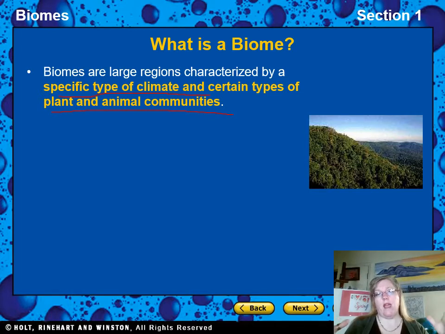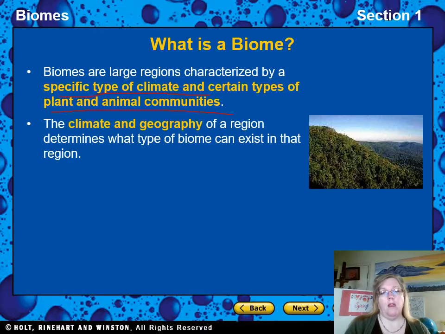All the way through this area, you have the same type of plants and the same type of animals. This is what binds it together, making a biome. The climate and geography. Geography means how the land is shaped, whether it's flat, whether it has mountains. That's what geography is. So the climate and geography of a region determines what type of biome can exist there. Meaning, see these mountains, okay? Mountains are cold, so different types of plants can live there than could live at a flat area like a desert. So it depends.